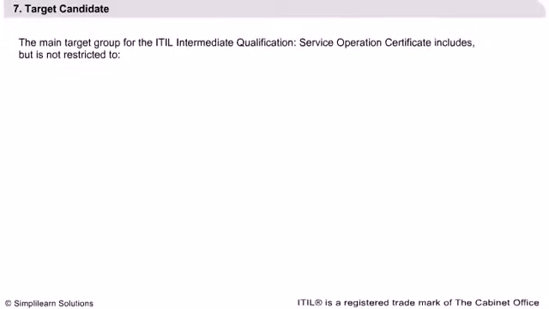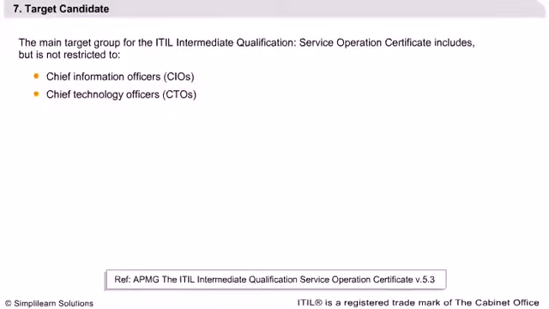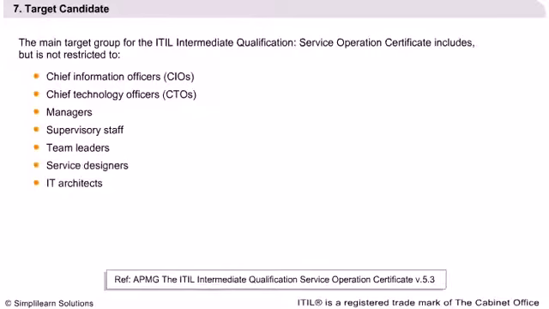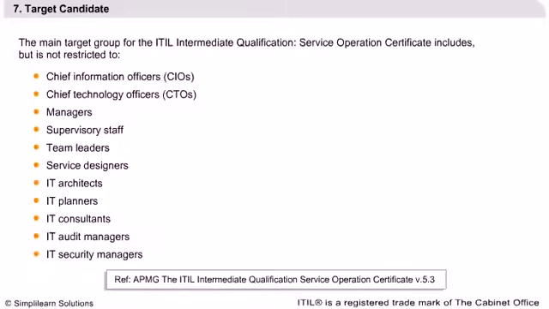The main target group for the ITIL Intermediate qualification Service Operation Certificate includes, but is not restricted to, Chief Information Officers, CIOs, Chief Technology Officers, CTOs, Managers, Supervisory Staff, Team Leaders, Service Designers, IT Architects, IT Planners, IT Consultants, IT Audit Managers, IT Security Managers. Let's continue to discuss the target candidates in the next slide.